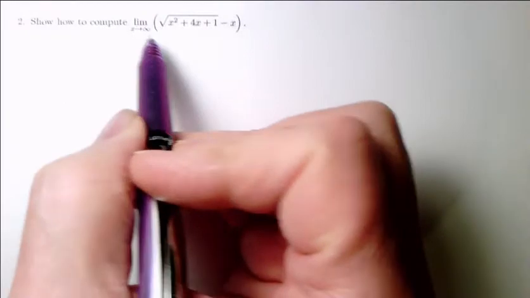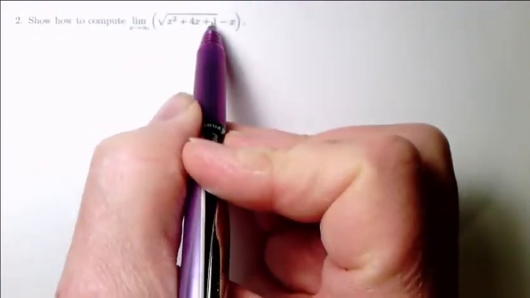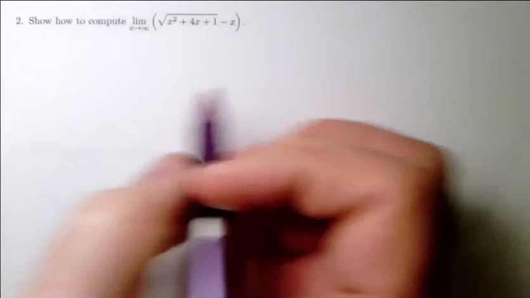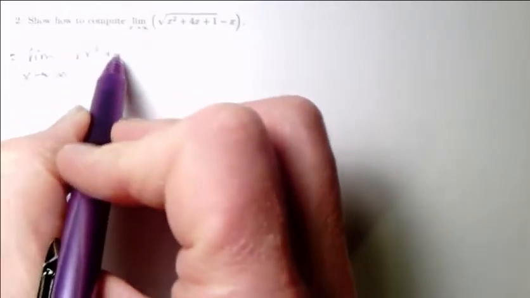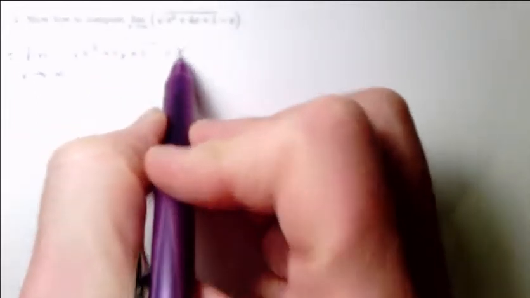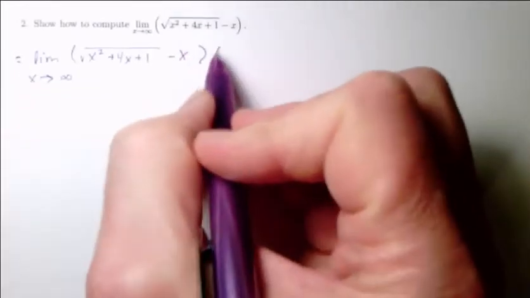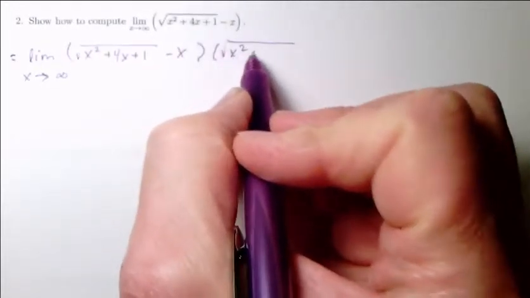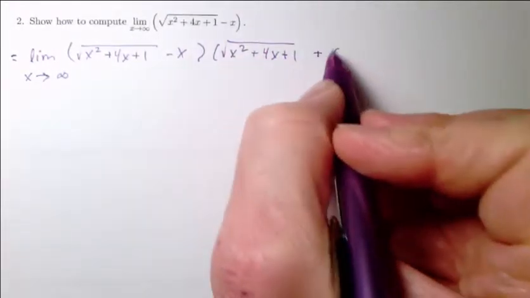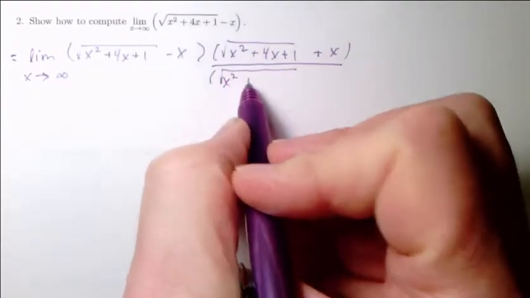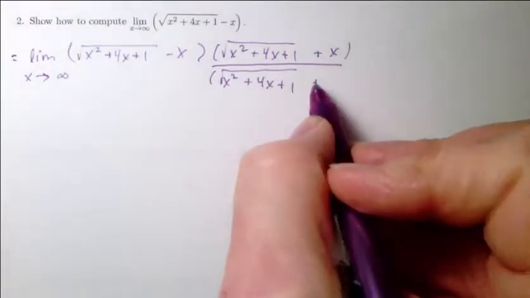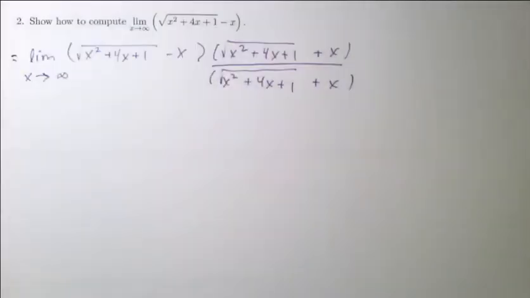How do we compute this limit as x goes to infinity? Since we see a radical or a root here, that suggests maybe we can multiply by the conjugate. And by multiplying by the conjugate, we're going to turn this into a new problem, like one we've seen already.